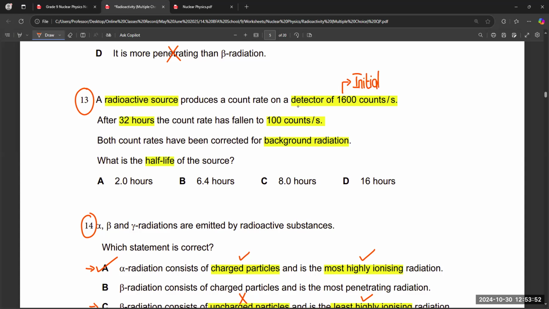And we know that we have to start from the initial value. We need to perform half-life, and after performing the half-life, we need to reach this value. This is our target.